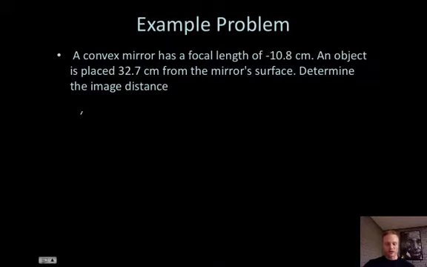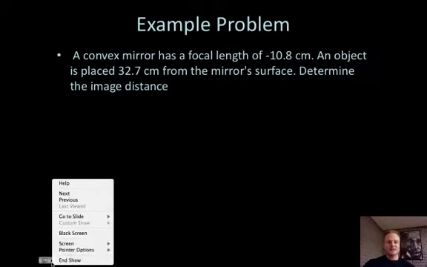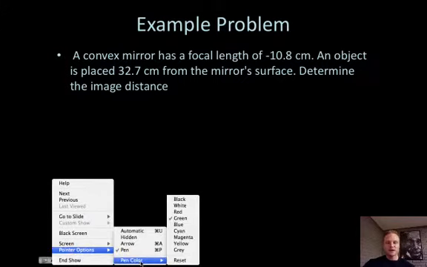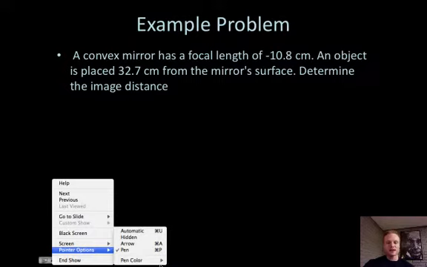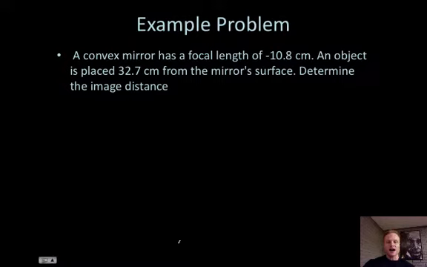Let's do one more example problem together. It says a convex mirror has a focal length of negative 10.8 centimeters. An object is placed 32.7 centimeters from the mirror's surface. Determine the image distance. Okay, cool.